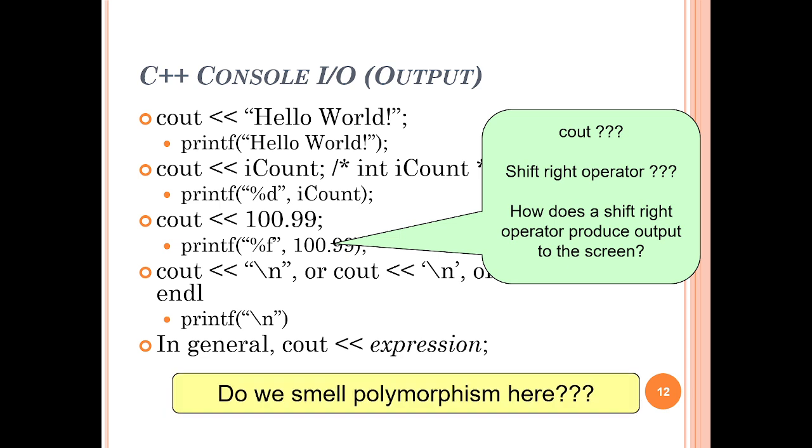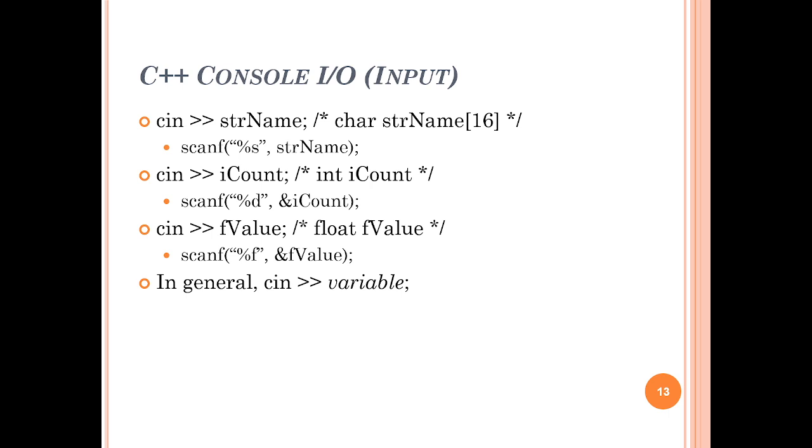Here, see cout. This is like polymorphism, right? Similarly, we can use cin as the input statement. This is like the scanf statement in C programming.